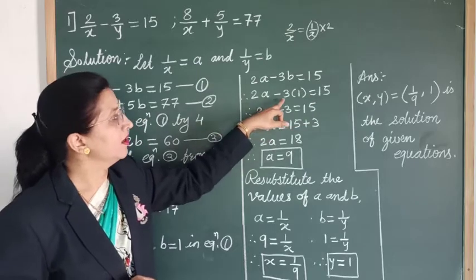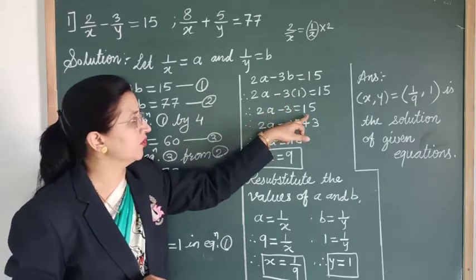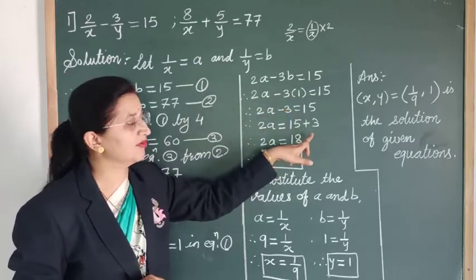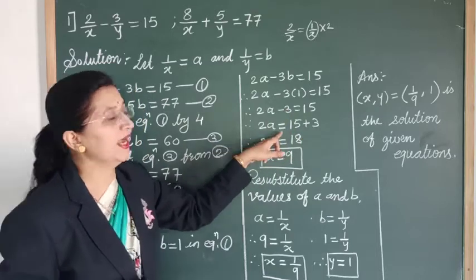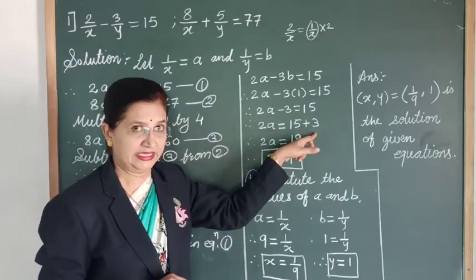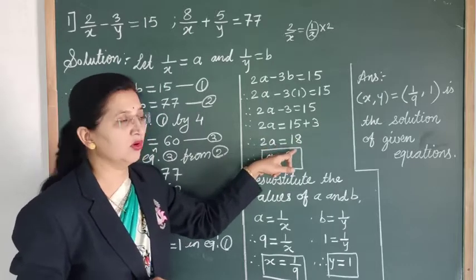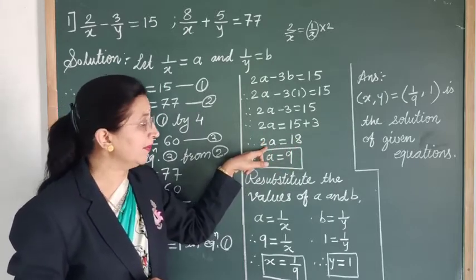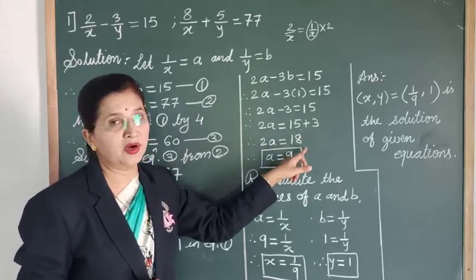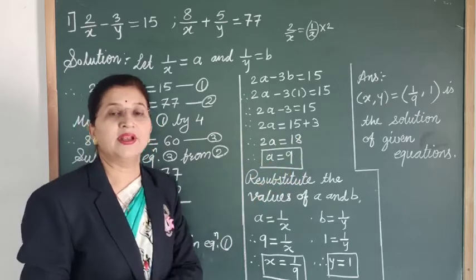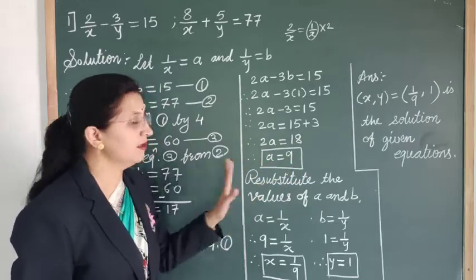So 2a, 3 ones are 3, minus 3 is equal to 15. This negative 3 is there, so it will be positive. So 2a is equal to 15 plus 3. That is, 2a is equal to 18. 2 is multiplying, so it will divide: 18 upon 2, that is 9. So in this way, we get the value of a as 9.